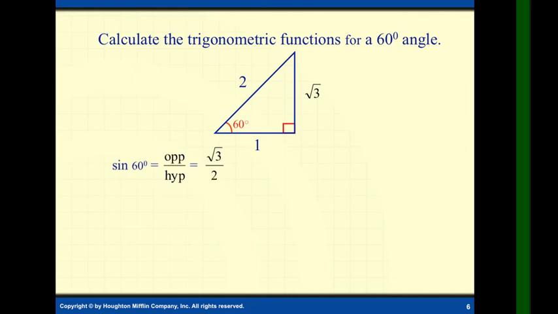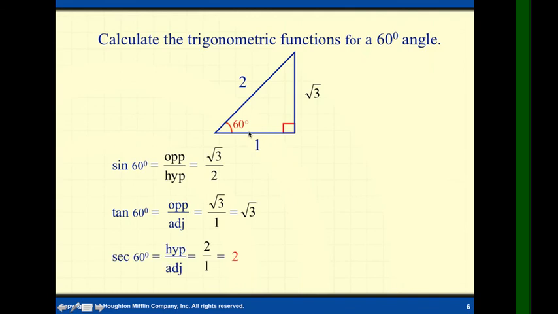That is sine 60: opposite, square root of 3, adjacent, hypotenuse 2. Correct. How about tangent 60? Opposite, that's square root of 3 over adjacent, that's 1. Next, secant 60. Secant is hypotenuse, that's 2, over adjacent, that's 1. So it's equal to 2. Cosine 60 is adjacent, that's 1. And then hypotenuse, that's 2. So 1 half.